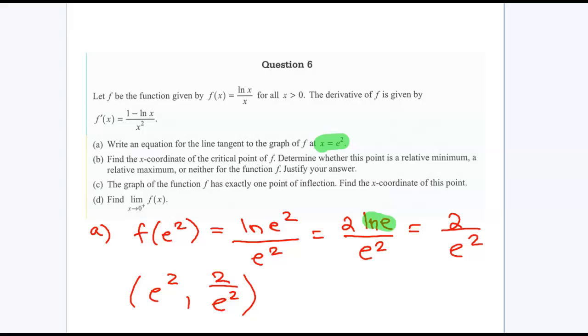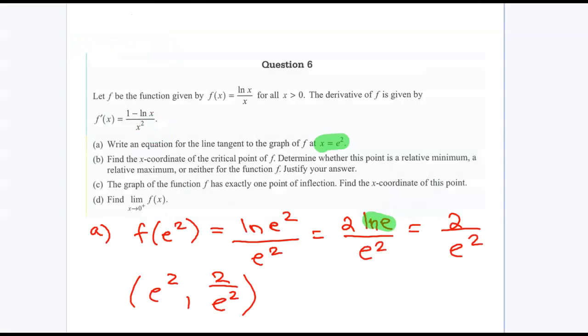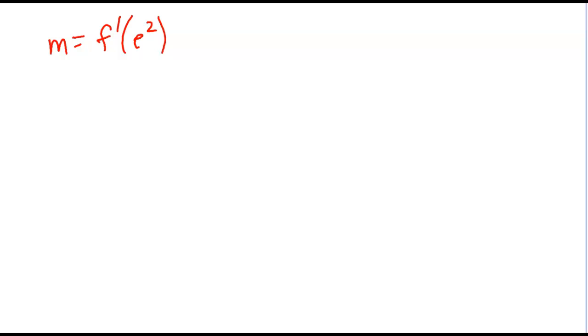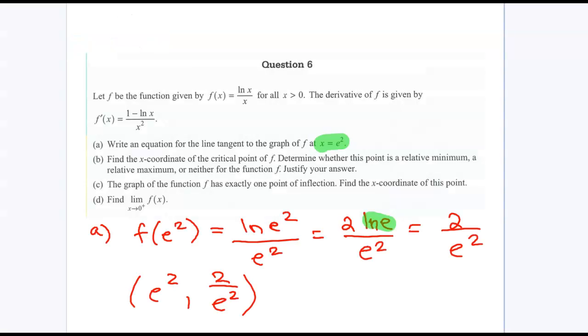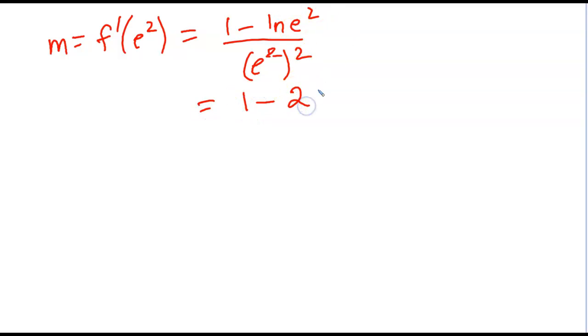Now, to find the slope, I need to evaluate the derivative at e squared. So this is going to be 1 minus ln e squared, over e squared squared. So again, this is going to be 1 minus, the 2 can come out front, ln e is 1, and this becomes e to the 4th. So this slope is negative 1 over e to the 4th.